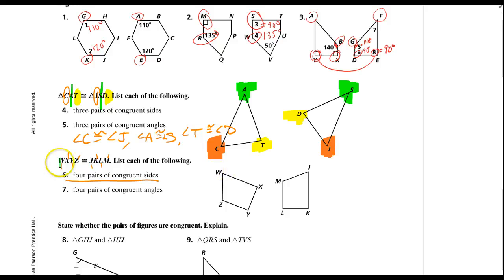So W is the first letter in this quadrilateral. J is the first letter on the other one. X is next, and that would go with K.